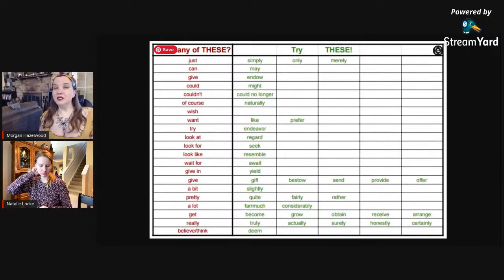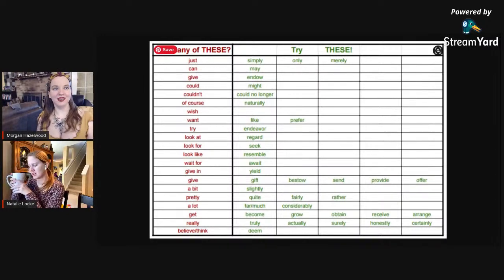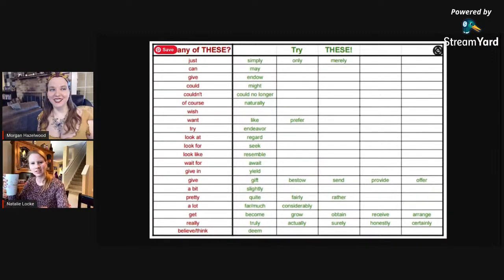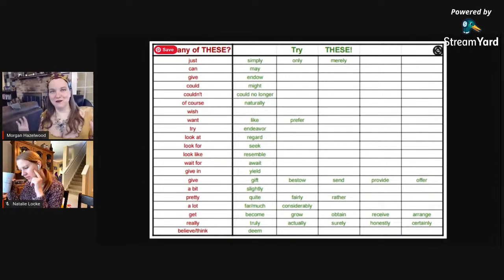Instead of give, you could be gifting someone something, or bestowing, sending it to them, providing it to them, or offering it to them. Instead of a bit, which is one of my favorite hedge words that is all over my writing because I hedge a lot, you could use slightly, which is an ly, it's an adverb, and I do try to cut back, but it's just a way to vary up your language as well if you're finding yourself using these words repeatedly.